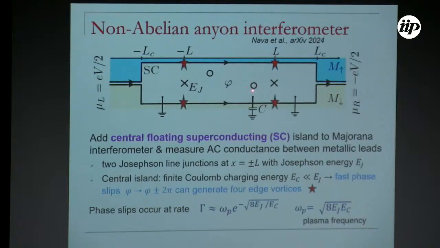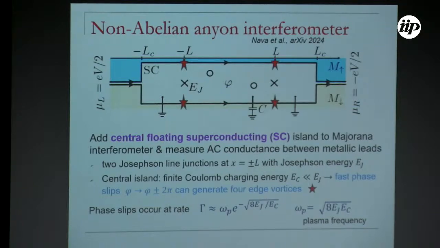And here, for instance, these could be bulk vortices where you bind Majorana zero modes that are spatially localized. Okay, so at x equals plus L, we have one line junction. At minus L, we have another one. And such Josephson junctions are characterized by a Josephson energy EJ, basically how easy Cooper pairs can tunnel across the Josephson junction.